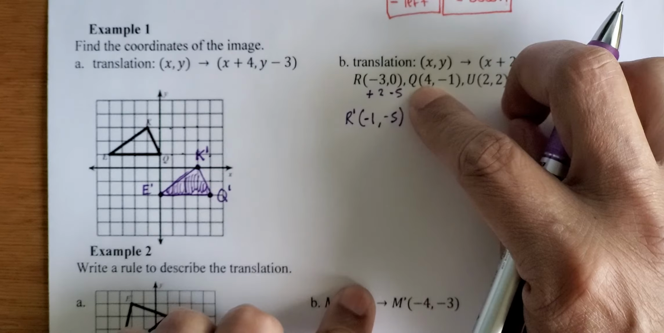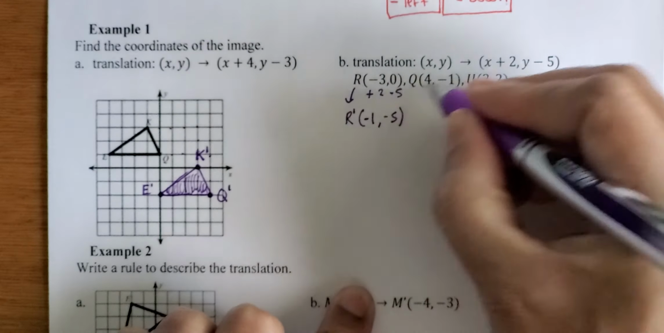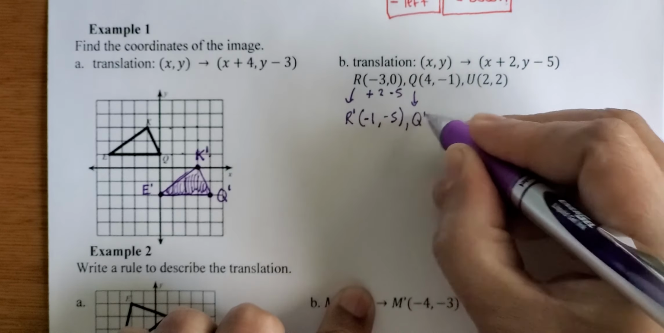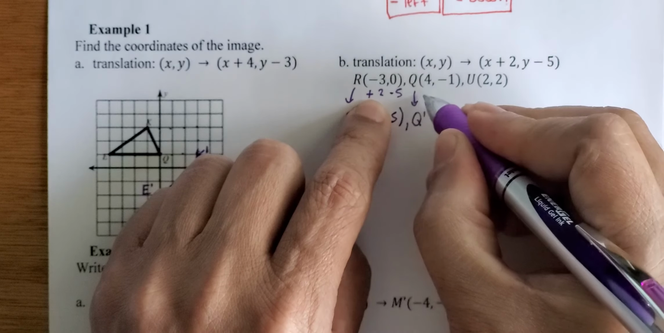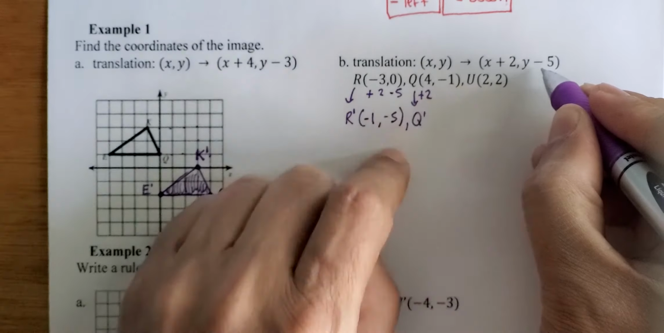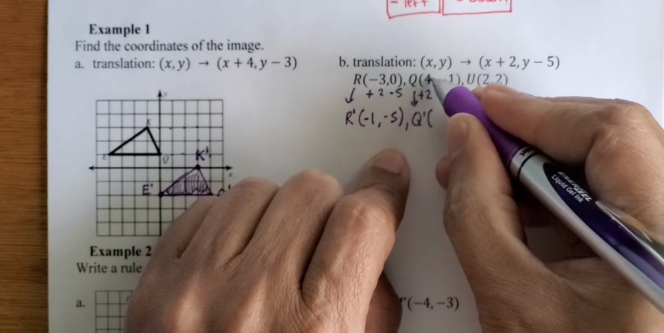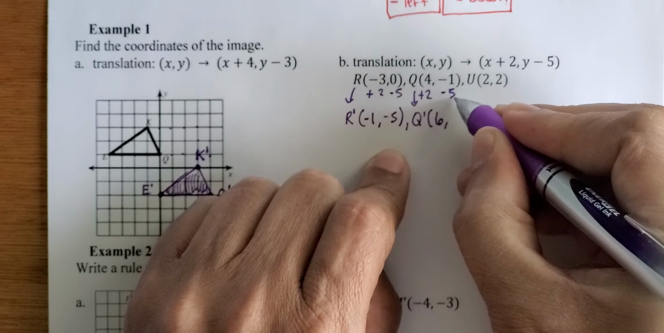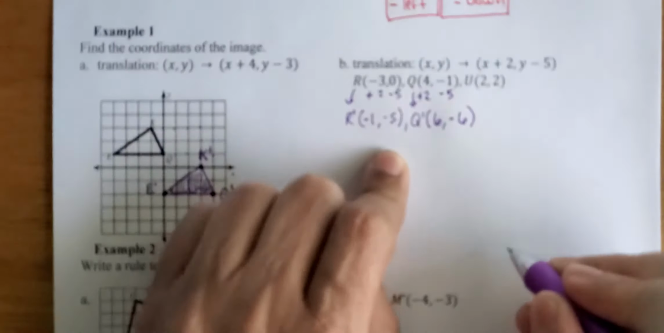Same thing with q prime. So this is r, that's r prime, and then let's do q prime. Again, same thing: I'm going to add 2 to the x coordinate, and to the y coordinate, I'm going to subtract 5. 4 plus 2 is 6, and then negative 1 minus 5, that's a negative 6. So these are the coordinates of q prime.